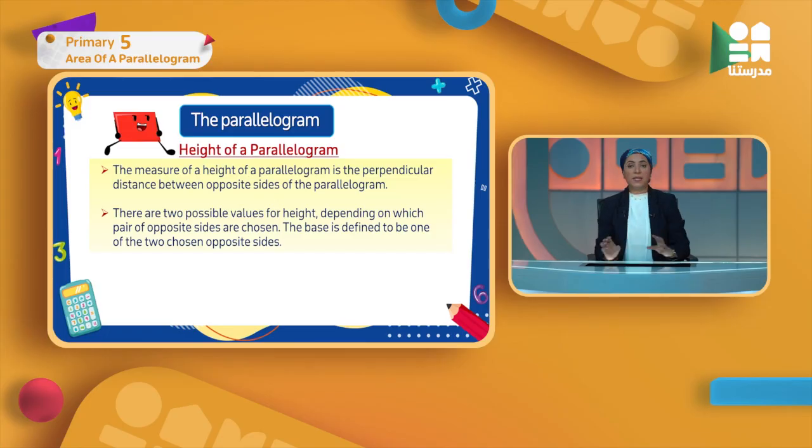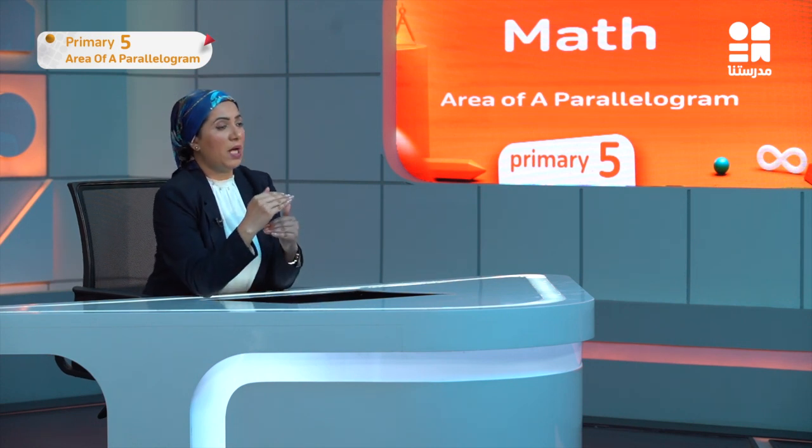Okay? The base is defined to be one of the two chosen opposite sides. What is all this talk? It means we have two pairs of sides, and each pair of sides are equal in length and parallel to each other. So I have two different heights. The height is dropped from one side to the opposite one. So when I use these two sides, the distance between them is different from the distance I would take for the height between the other two sides.